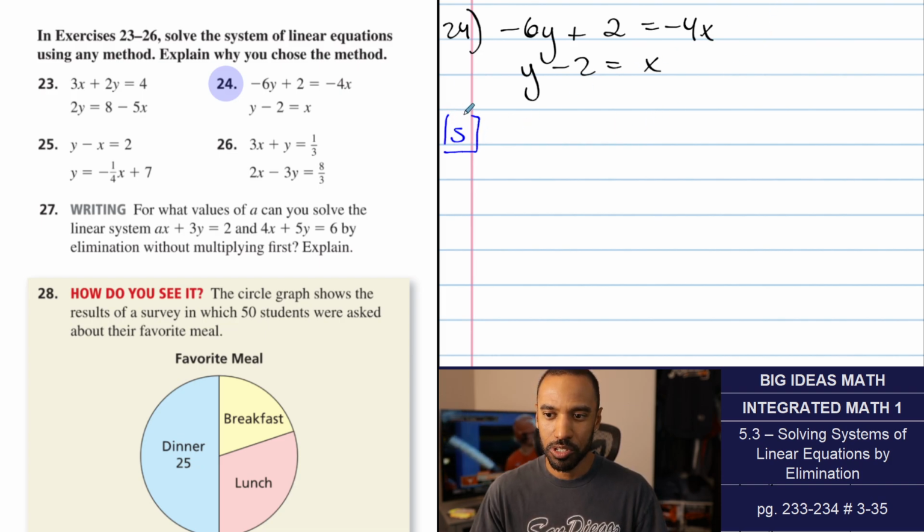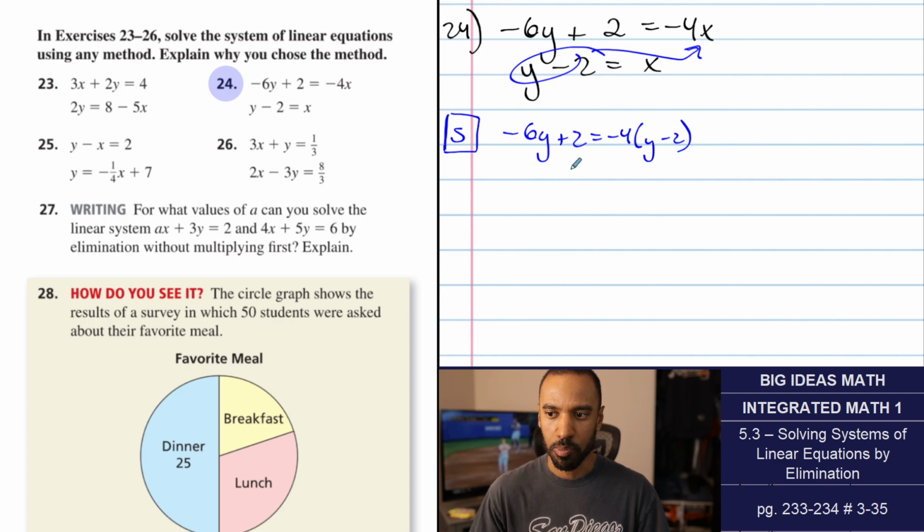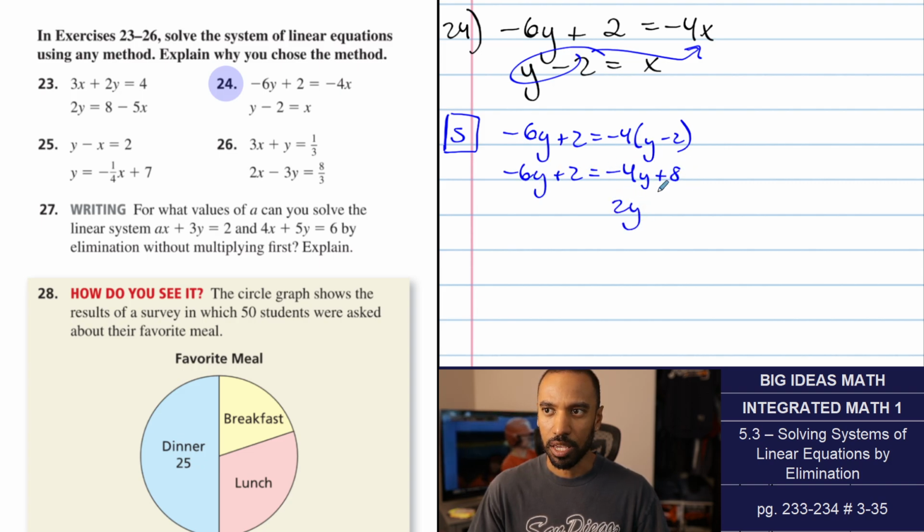I'll do it in blue. Say I'll put an S for substitution. For substitution, x is by itself. Y minus 2 can take x's place, and you can, boom, plug it in right there. So I got negative 6y plus 2 equals negative 4 times this y minus 2. That's my x. And you can decide for yourself whether this looks better for you or not. I can add 6y to both sides to make it positive. Subtract 8 from both sides. I guess that makes that negative. Divide by 2, you get y equals negative 3.